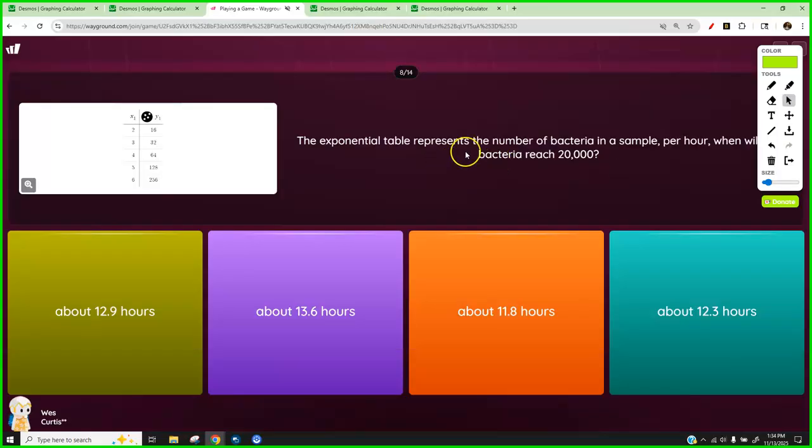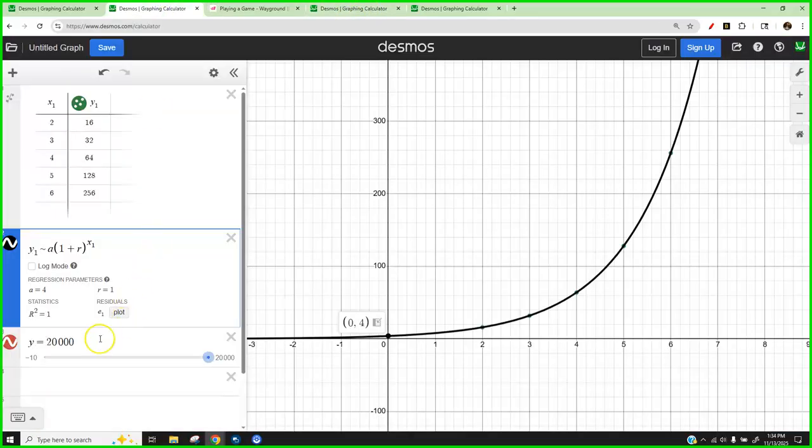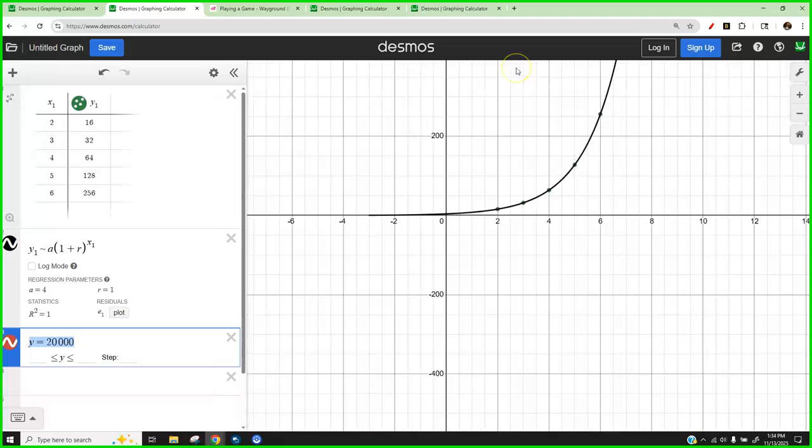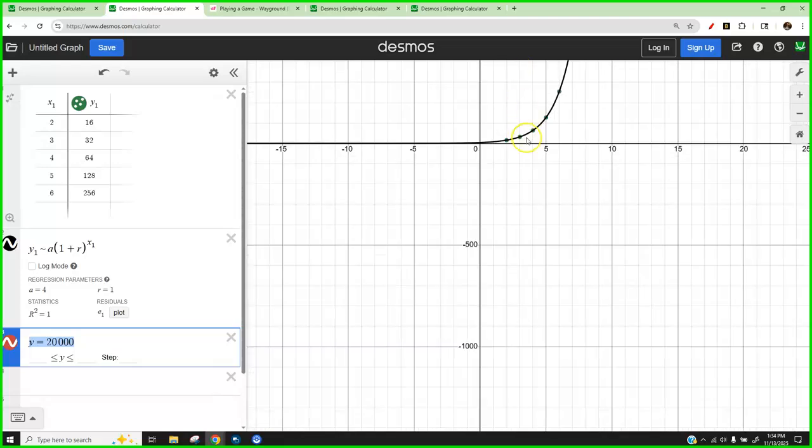The exponential table represents the number of bacteria. When will the bacteria reach 20,000? So same table I was just dealing with. I put y equals 20,000. Remember, y is for the subject, x is always for time. So I need to scroll out until I can see 20,000, or I need to adjust my window.